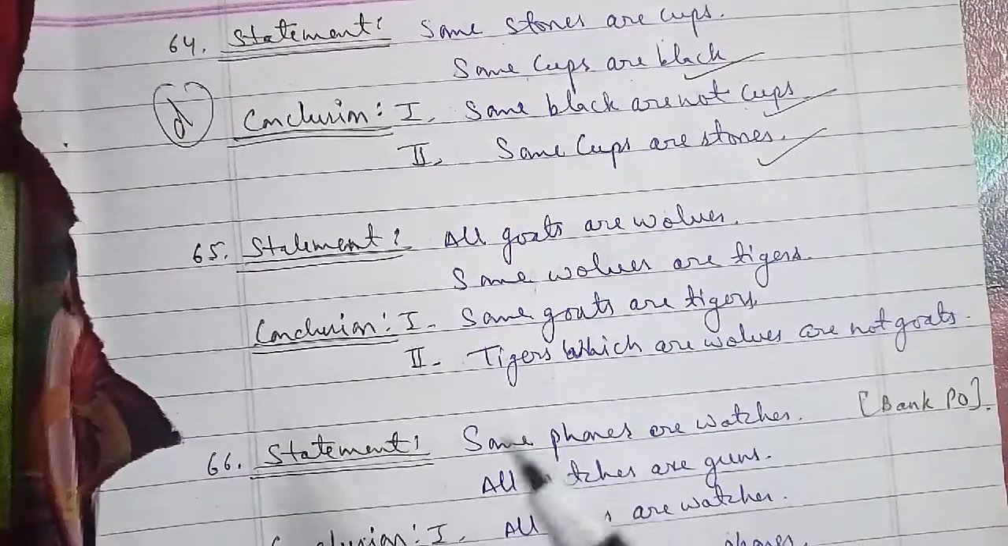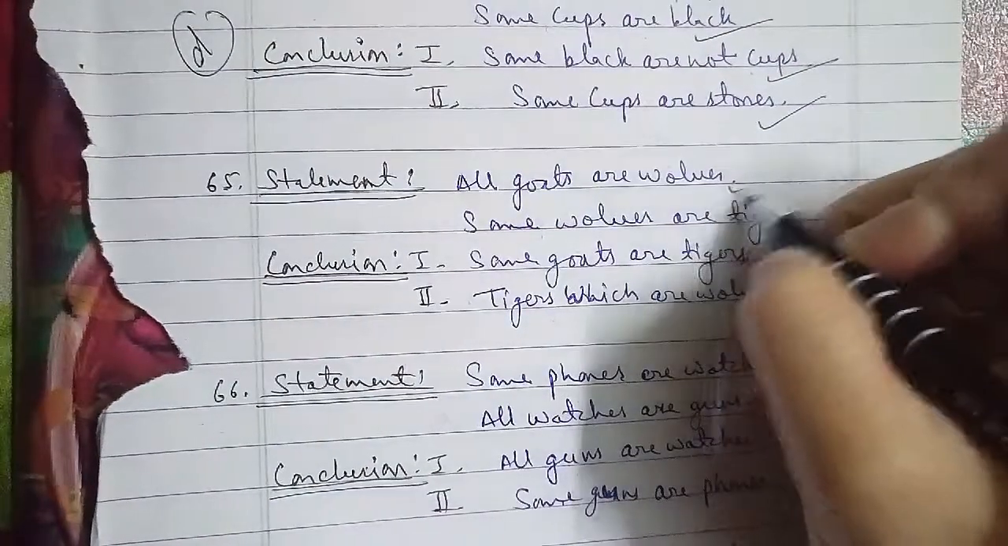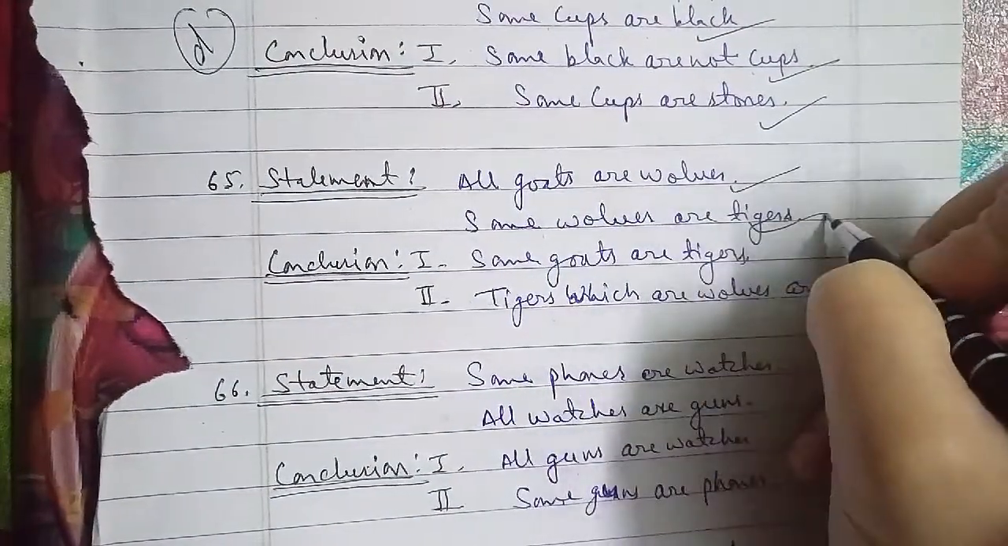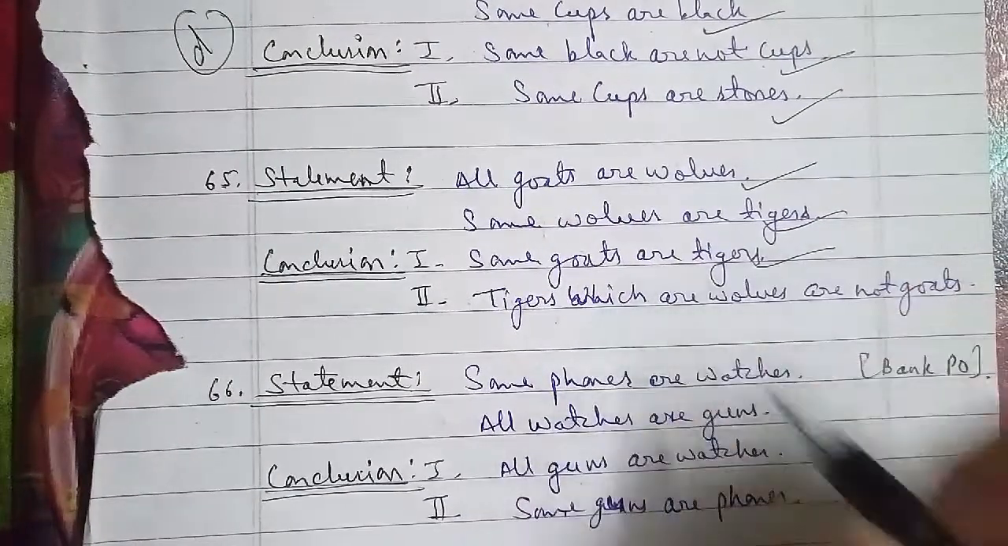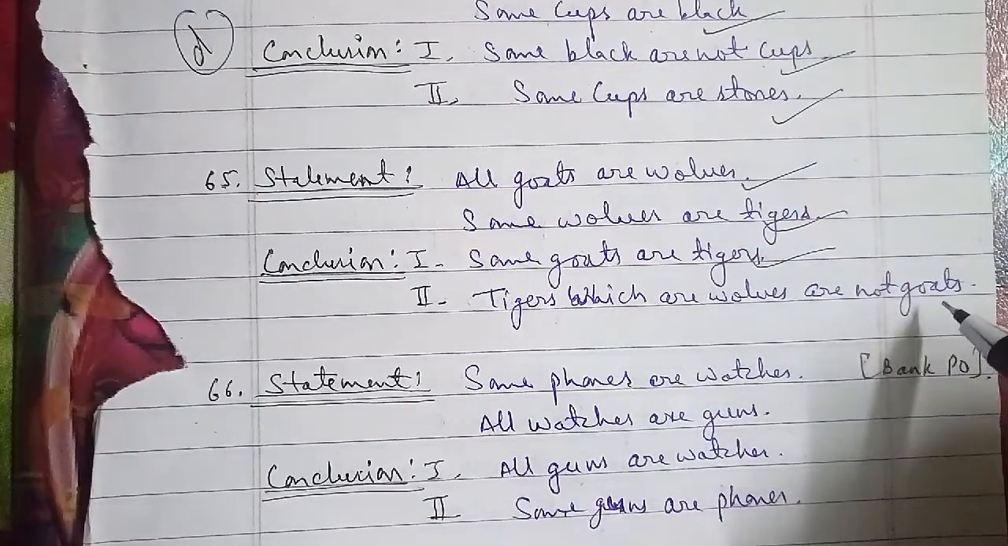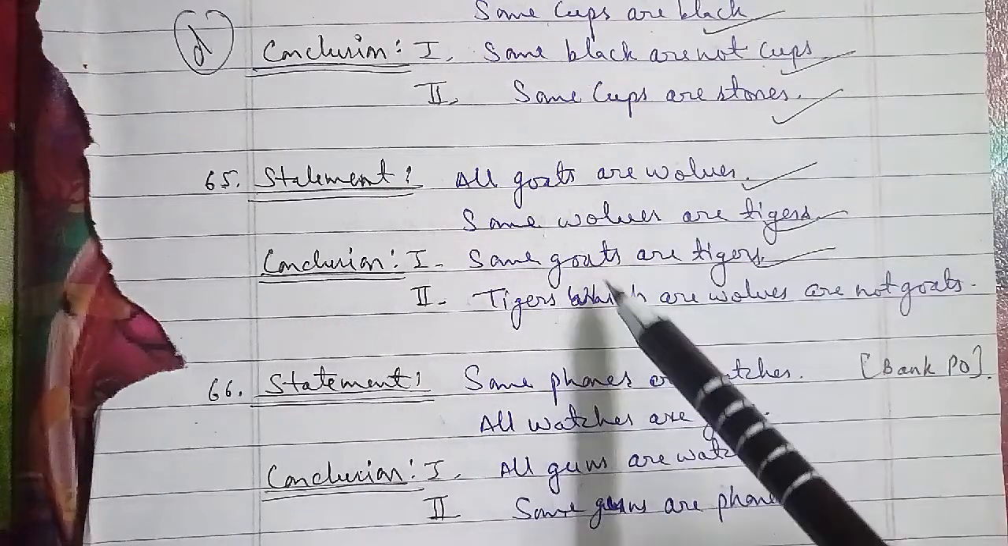So for that sake we have option D as the right answer for this question as well. Moving ahead with another question, that is the 66th question of the session. The statement they had given here is: some phones are watches and all watches are guns. The conclusion is: all guns are watches and some guns are phones.